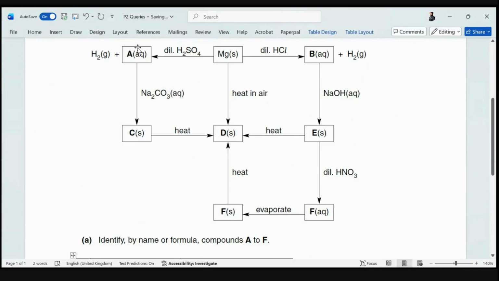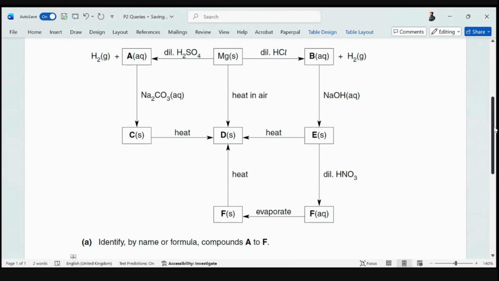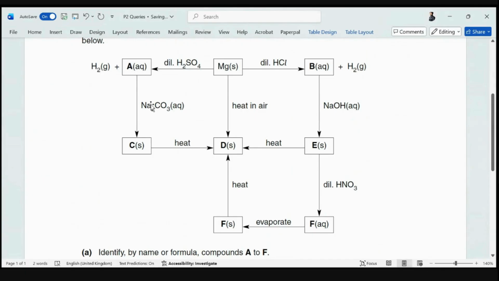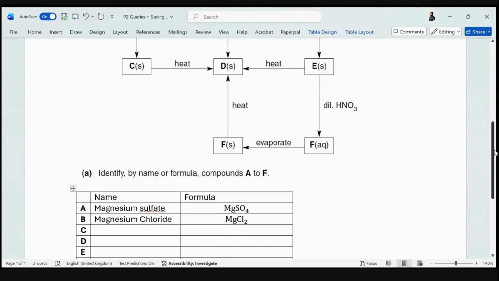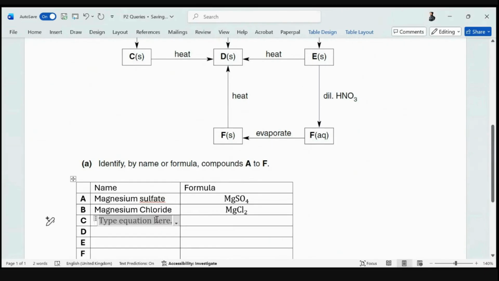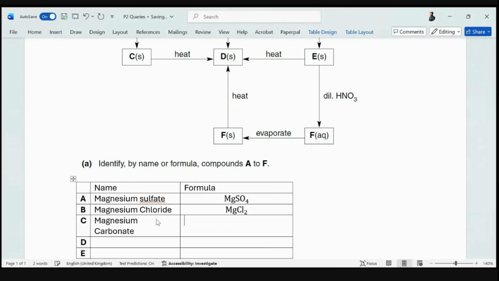Then what about C? Now I am reacting the magnesium sulfate with sodium carbonate. Double displacement reaction. We have done this even in O levels. What do I get? C is a solid. Magnesium sulfate reacting with sodium carbonate gives magnesium carbonate, and the formula is MgCO3. Is that right?